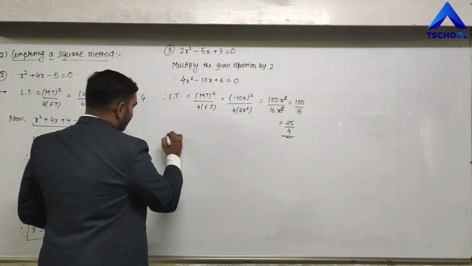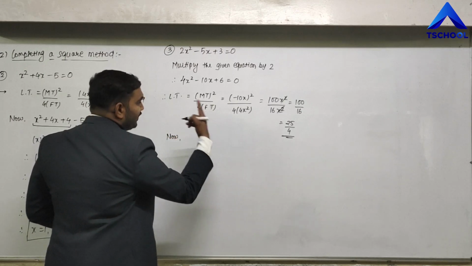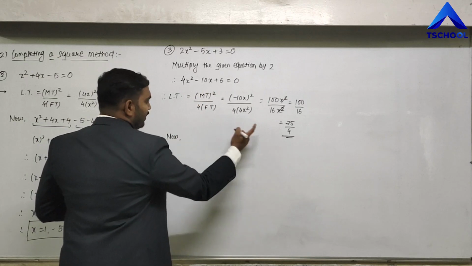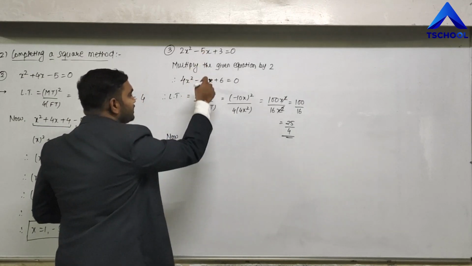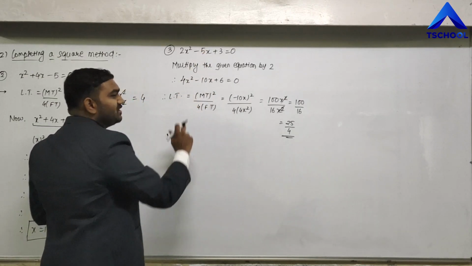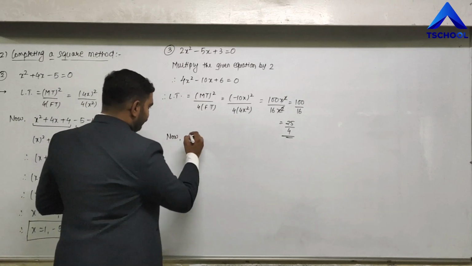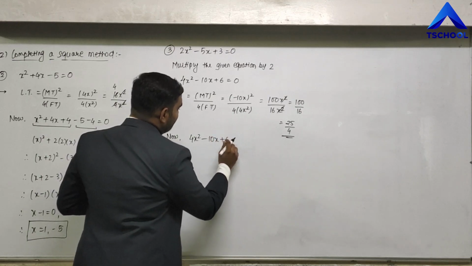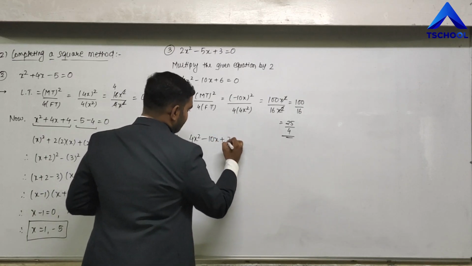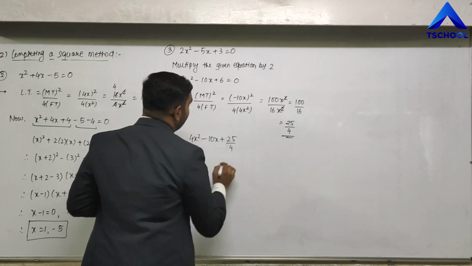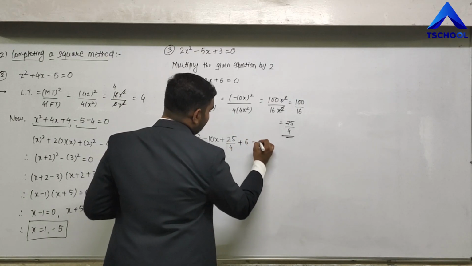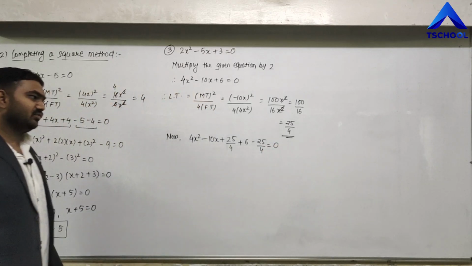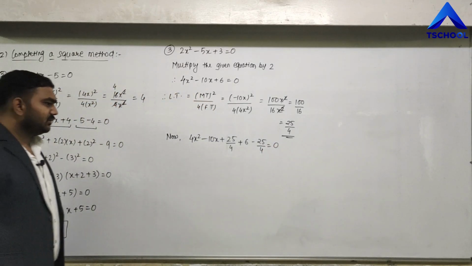Now what to do? Now we are going to add and subtract this last term that we got in step number 2 to the equation. To which equation, the first or the second one? So we are going to add and subtract to the second one. Now 4x square minus 10x plus 25 by 4 plus 6 minus 25 by 4 equal to 0, right?